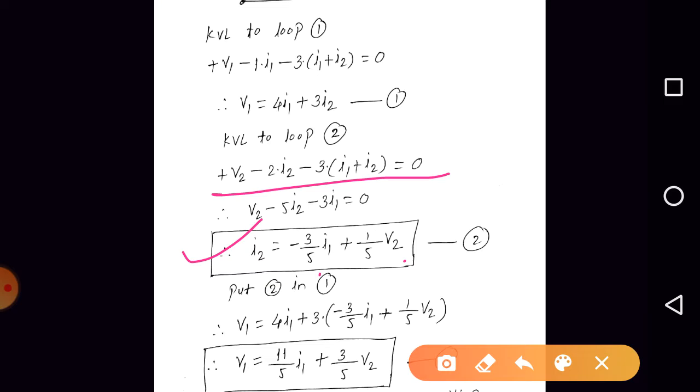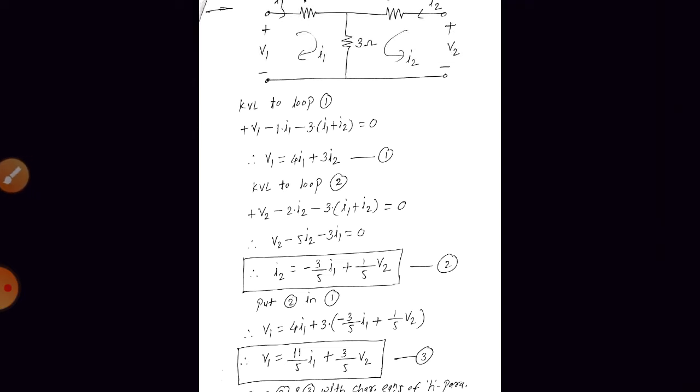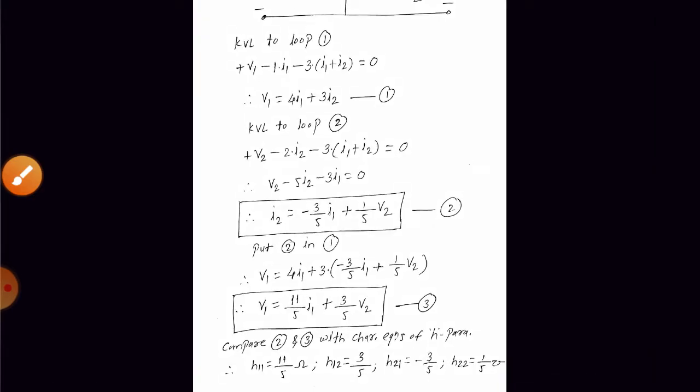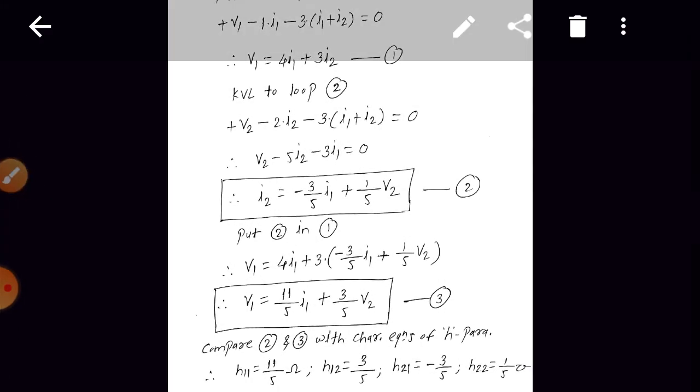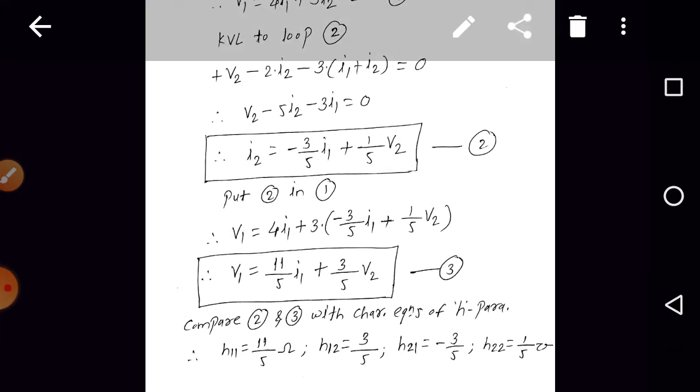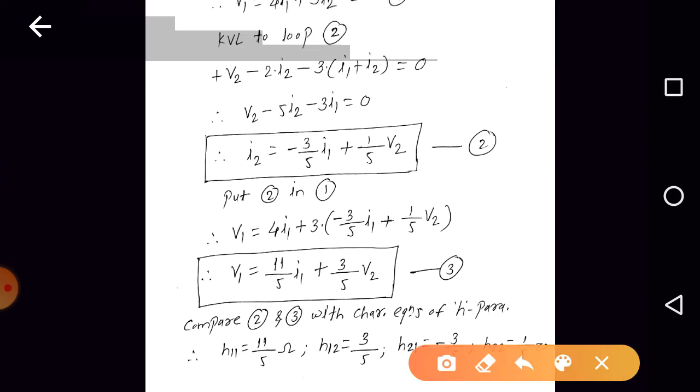So it is like I2 is equal to H21 I1 plus H22 V2, right? So what is H21? It is minus 3 by 5. What is H22? It is 1 by 5. Next similarly, can we put these 2 in equation 1? Means we need to replace I2 in equation 1 with equation 2, right? So here we can write V1 is equal to 4 I1 as it is plus 3 into, instead of I2 put this equation, so it is minus 3 by 5 I1 plus 1 by 5 V2. So therefore V1 is equal to 11 by 5 I1 plus 3 by 5 V2.